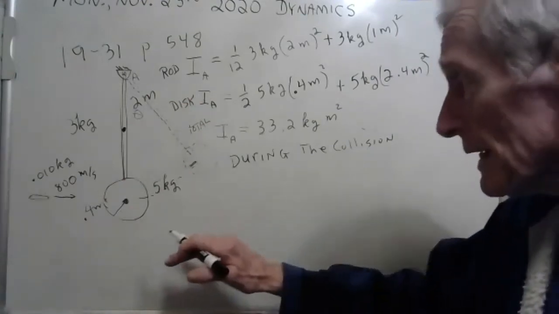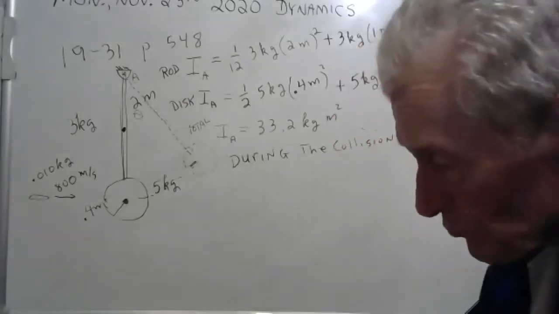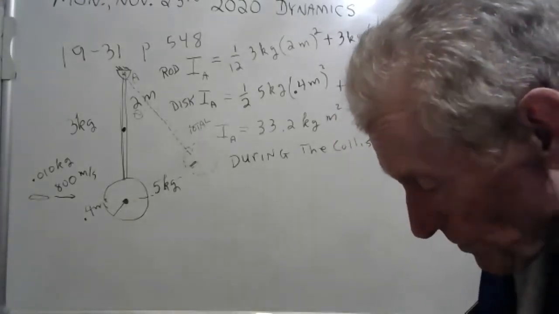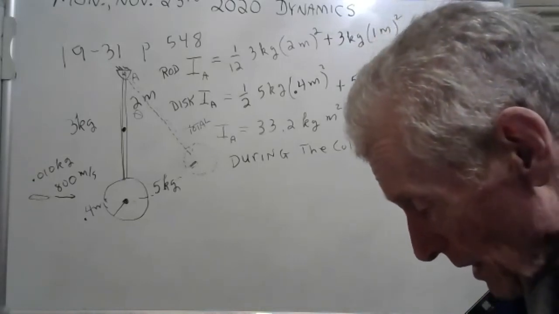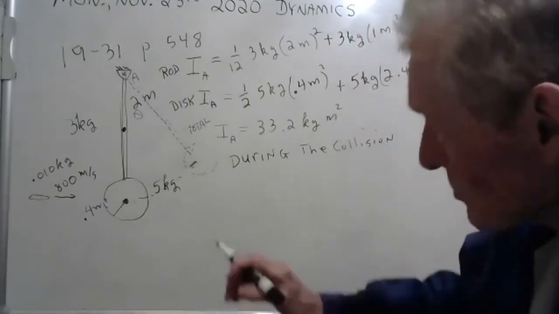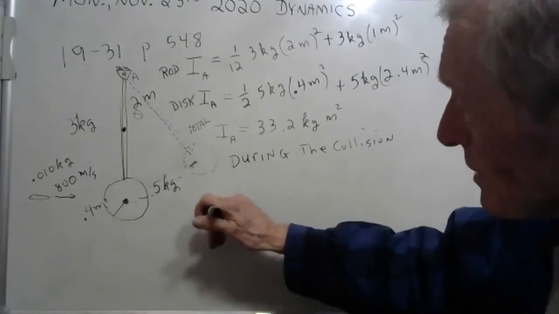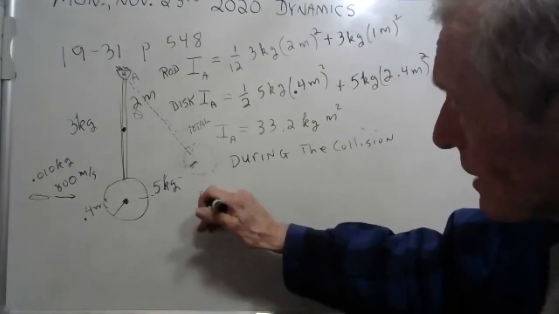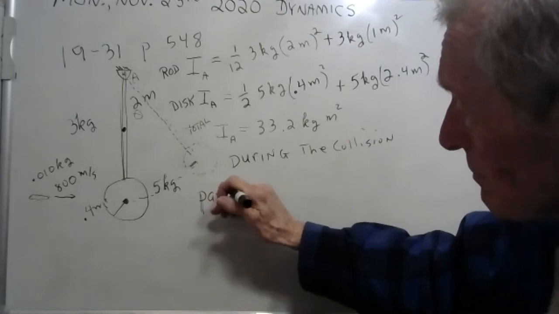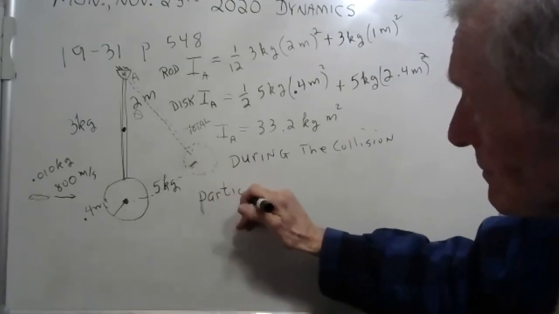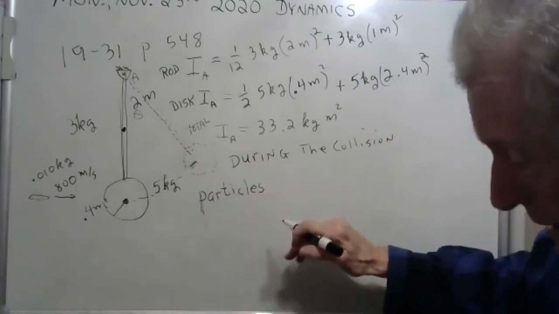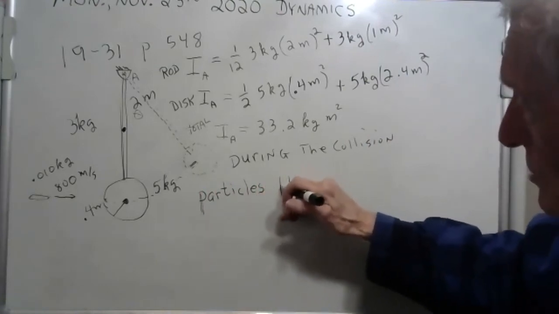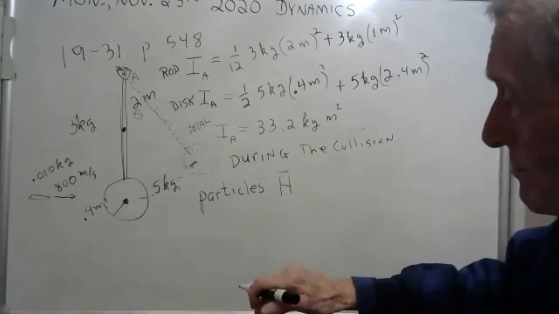See, angular momentum is different for particles and for bodies. I think I skipped over this, but now's a good time to tell you about it. Angular momentum, the book uses an H.